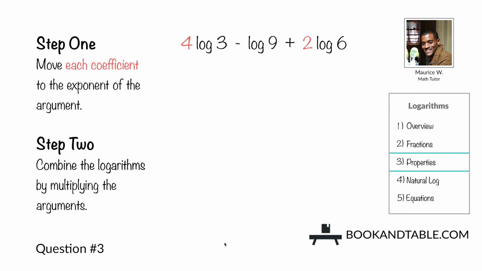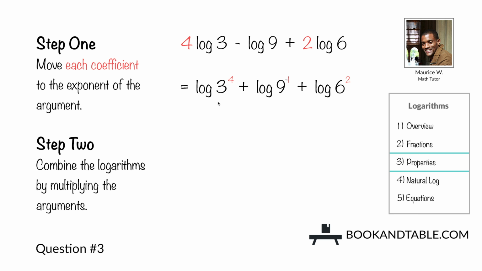Let's now have a look at question number 3. We were given 4 log of 3 minus the log of 9 plus 2 log of 6. Step 1, move each coefficient to the exponent of the argument. So for our first term, we move the coefficient of 4 to the exponent of the argument 3. For the second term, our coefficient is negative 1, so we move that to the exponent of the argument 9. And for our third term, we move the coefficient of positive 2 to the exponent of the argument 6.